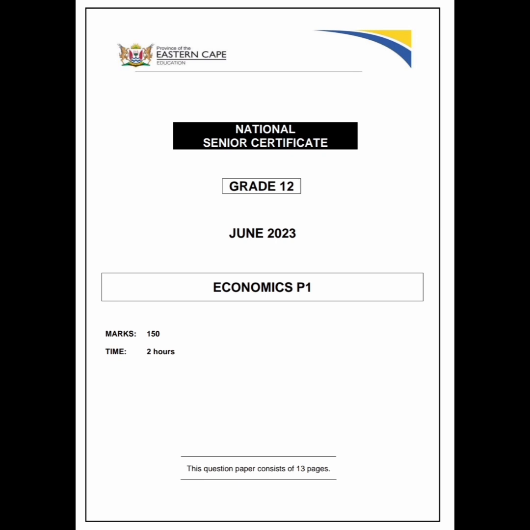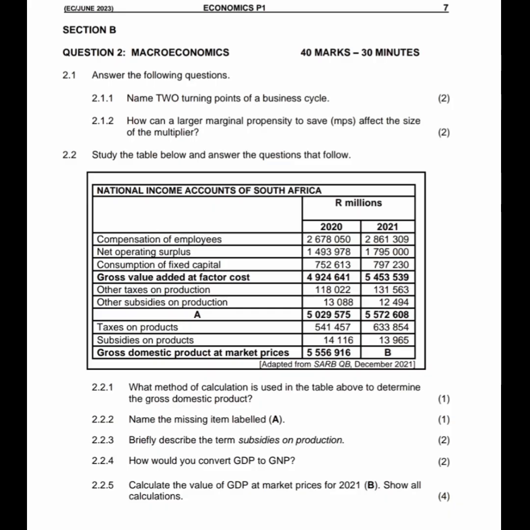So we are busy with our Section B, Question 2, which is the circular flow. So let's start. Answer the following questions. 2.1.1, name 2 turning points of a business cycle. So we know that we have 2 turning points in our business cycles, which are the trough and the peak. So this question is from our business cycle chapter.